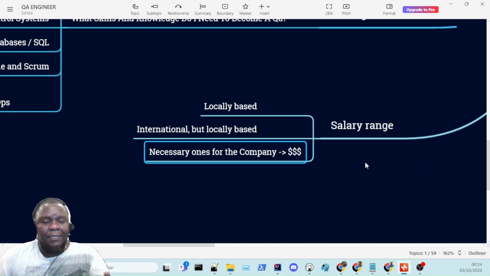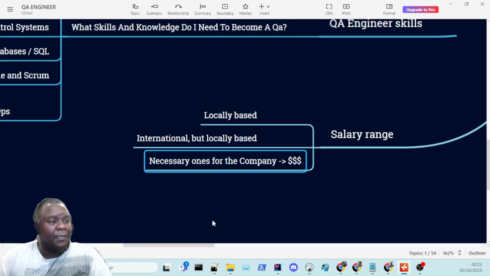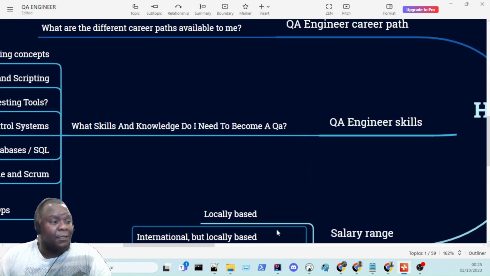So we have this salary range about the QA engineer. Based on Glassdoor, I'm going to put the link in the video description. You can see, and you can make a conversion in your country to know how much the junior QA engineer is earning in your country or in your city, right? So that's it.